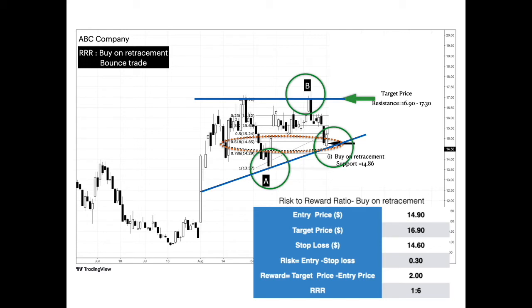The RRR for this trade is at 1:6, so this is an even better trade than the breakout trade. This shows you that chasing prices on a breakout is not always the most profitable trading strategy.